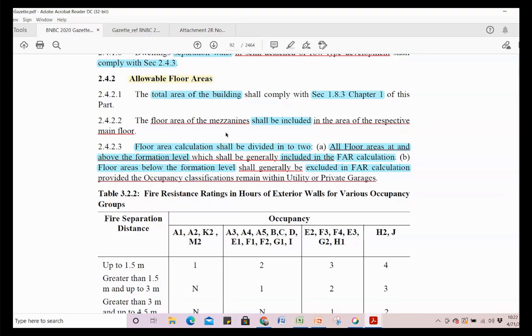The next subsection says that the floor of mezzanines shall be included in the area of the respective main floor. So how will the mezzanine floors be included in the area? If you have two levels with a mezzanine level in between, there might be some other floors. If there is a mezzanine floor here, it will be counted with this particular floor, the respective main floor. That is the basic idea.